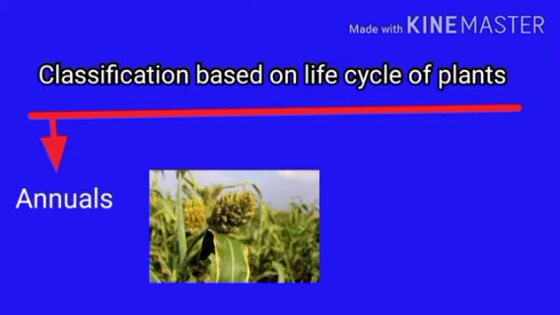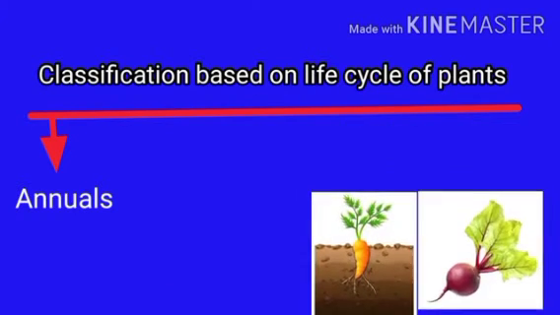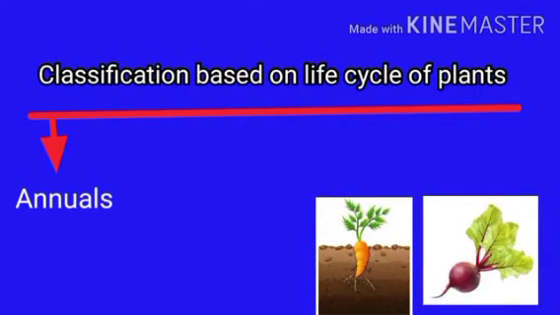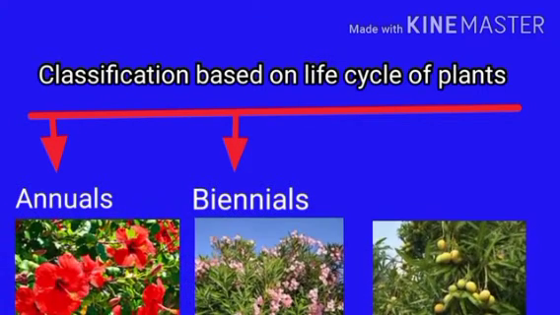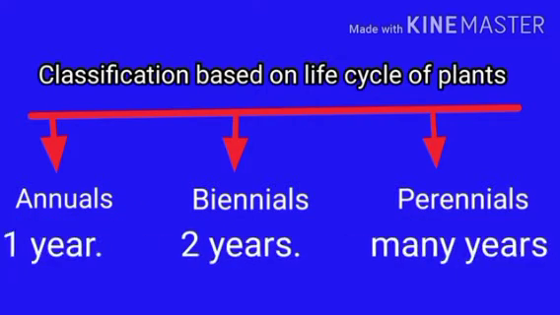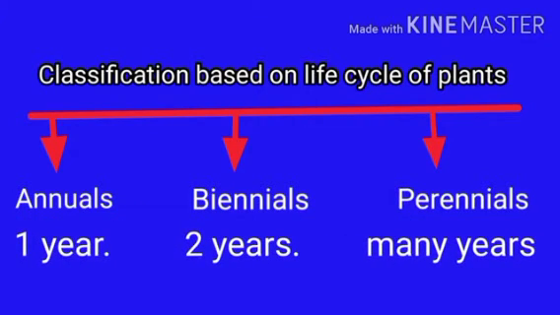The life cycle of plants like the carrot and beetroot is of 2 years. They are called biennials. Shrubs like the hibiscus and oleander and trees like mango and gulmohar live for several years and bear flowers and fruit. They are called perennials. According to the period of their life cycle, plants are classified as annuals, biennials, and perennials.